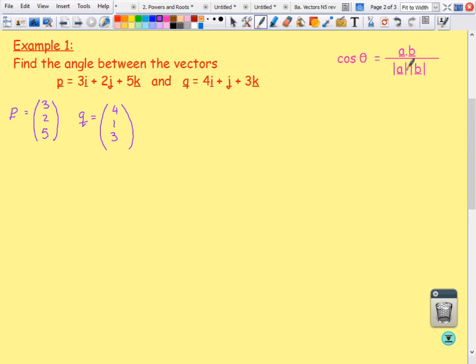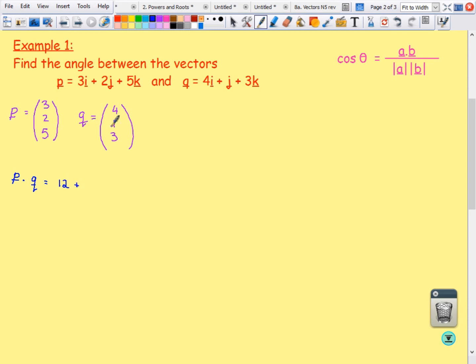Right, so I've got three things. I want to find the dot product and I want to find my two magnitudes. So let's first of all start with the dot product. So P dot Q. We've got two components, so let's times and add, times and add, times. Okay? So what is 3 times 4?